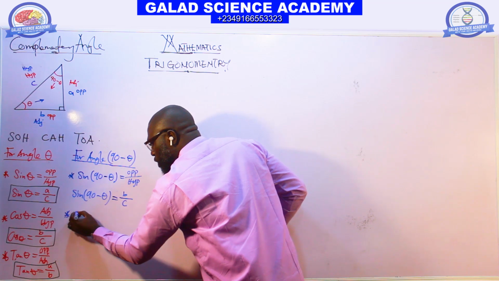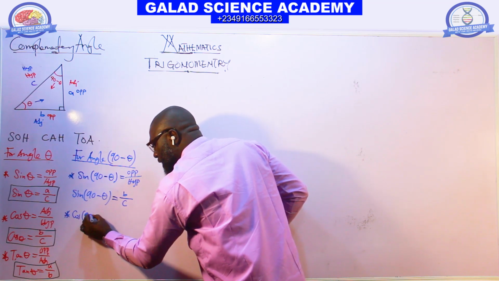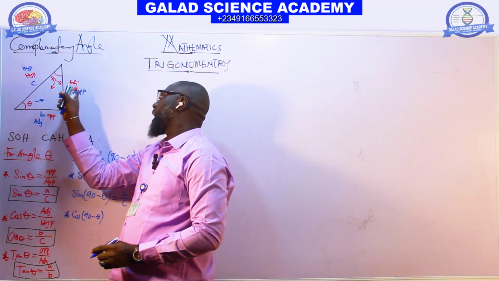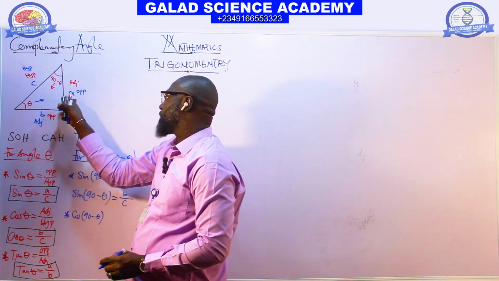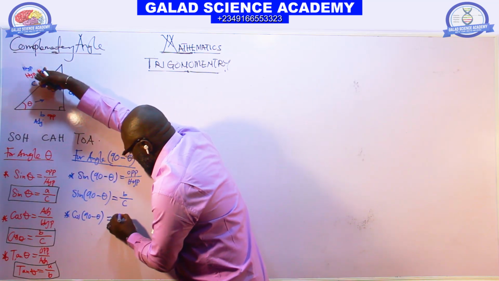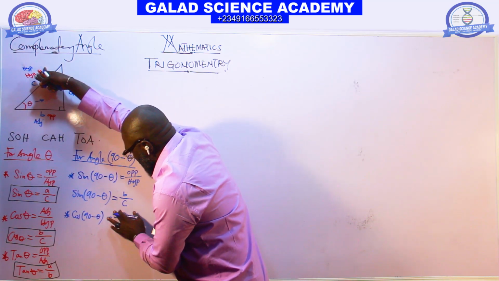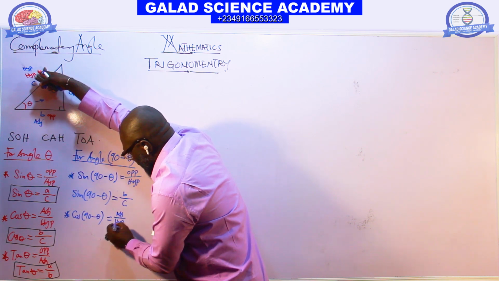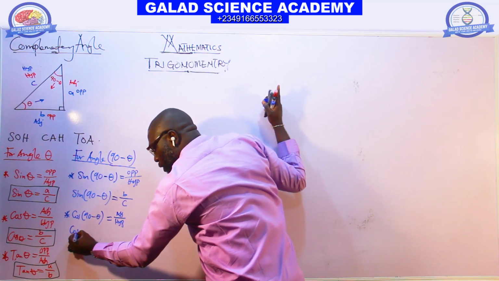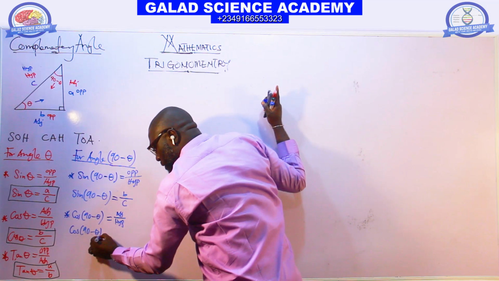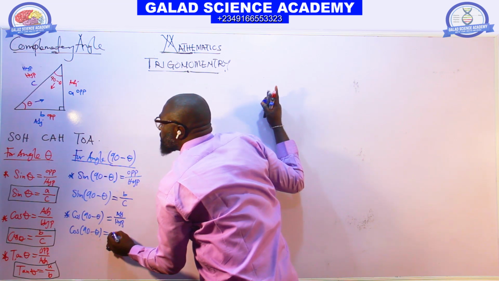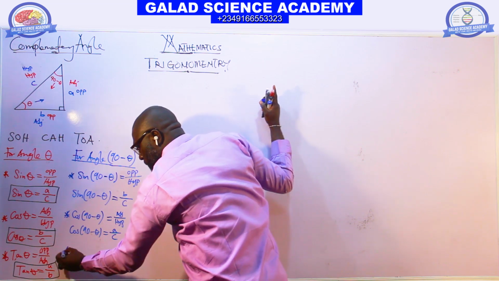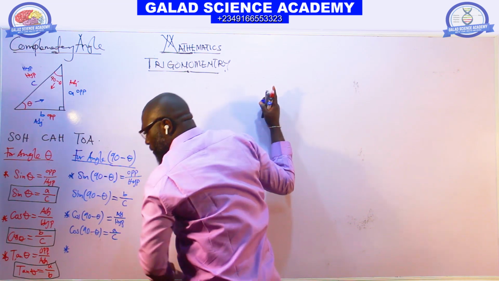Now, what will be cos 90 minus theta? Cos is adjacent over hypotenuse, which is AC. Let me write it first. Adjacent over hypotenuse gives us cos 90 minus theta, which is A over C.